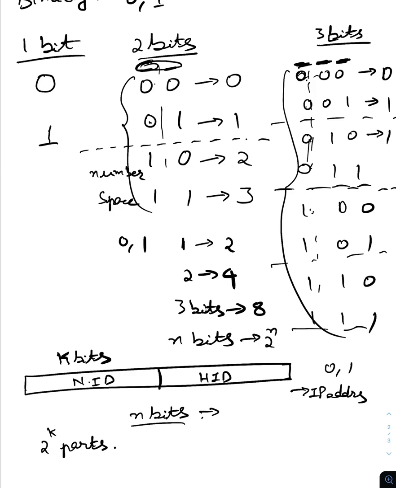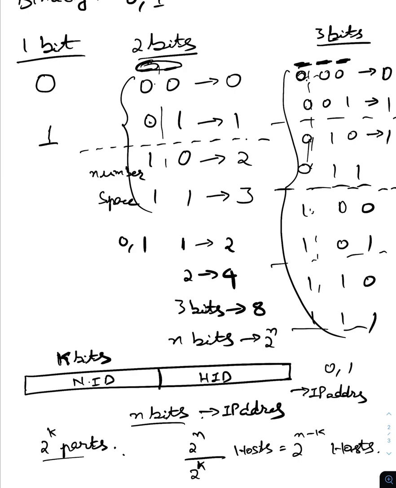So the n bit IP address is divided into 2 power k parts, where the first k bits is your network ID, and each of these 2 power k parts has 2 power n divided by 2 power k hosts, which is equal to 2 power n minus k hosts.